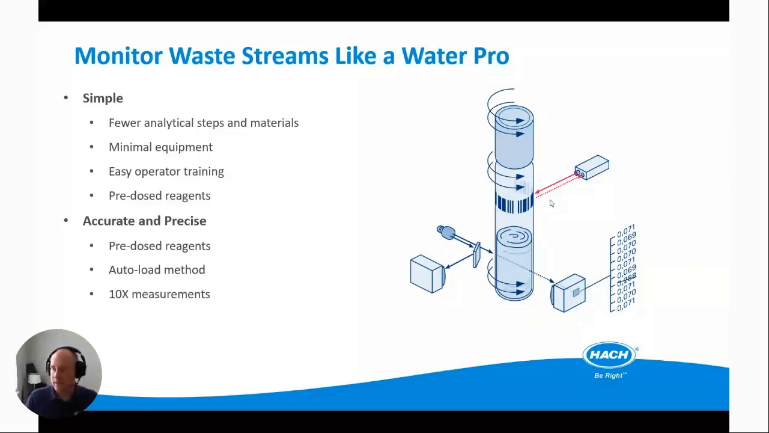What happens is the instrument will take the vial, it will turn it, it will read the barcode, and then it'll actually turn the vial 10 times and take 10 measurements as the vial is turned. And then it will take the average of those 10 measurements and throw out any outliers.